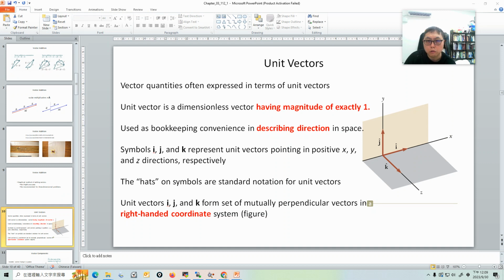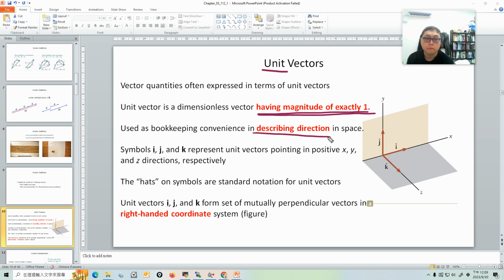In order to set up a coordinate system, we have to introduce a concept called unit vectors. A unit vector is just a vector to represent the direction. Why is it called a unit vector? It means its magnitude is exactly one. That's why it's called a unit vector. Its length is always one, and it describes the direction.